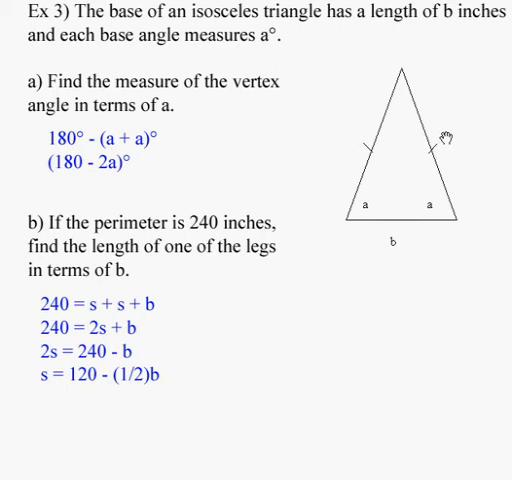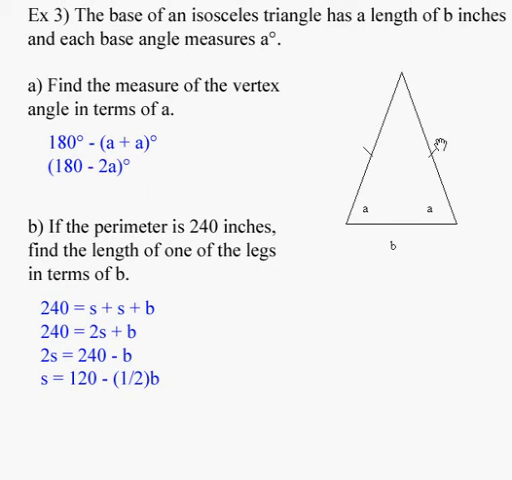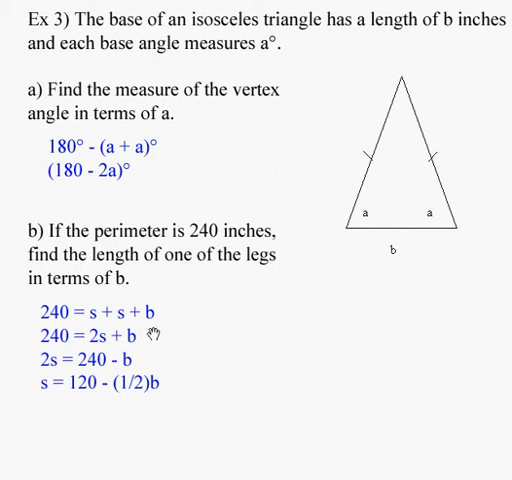I don't know the length of these two congruent sides. Let's just call it s for side of a triangle. That makes sense. So it's 1s plus another s plus b for the base. And let's just go ahead and simplify that. s plus s is 2s. And what they want to know in terms of b, so that means get s by itself.